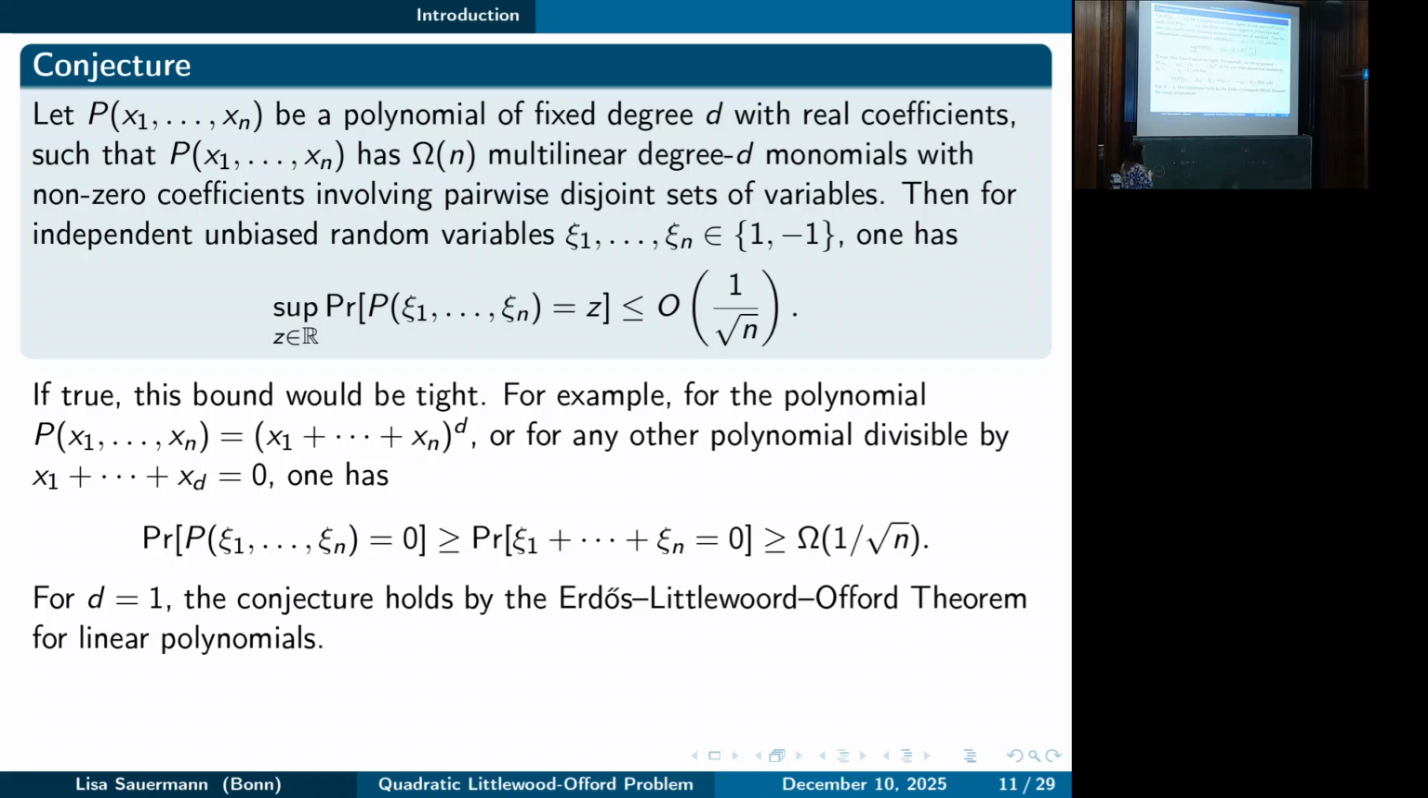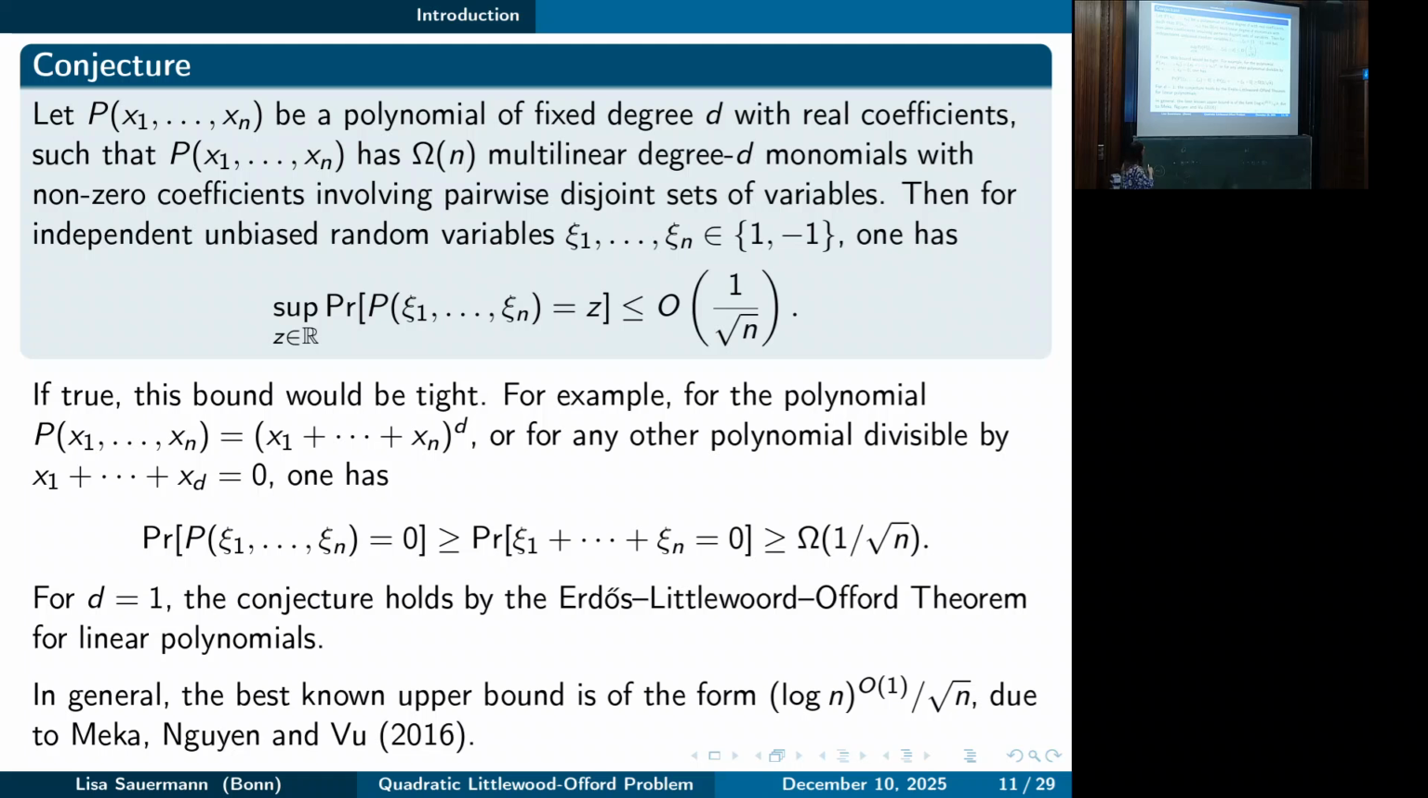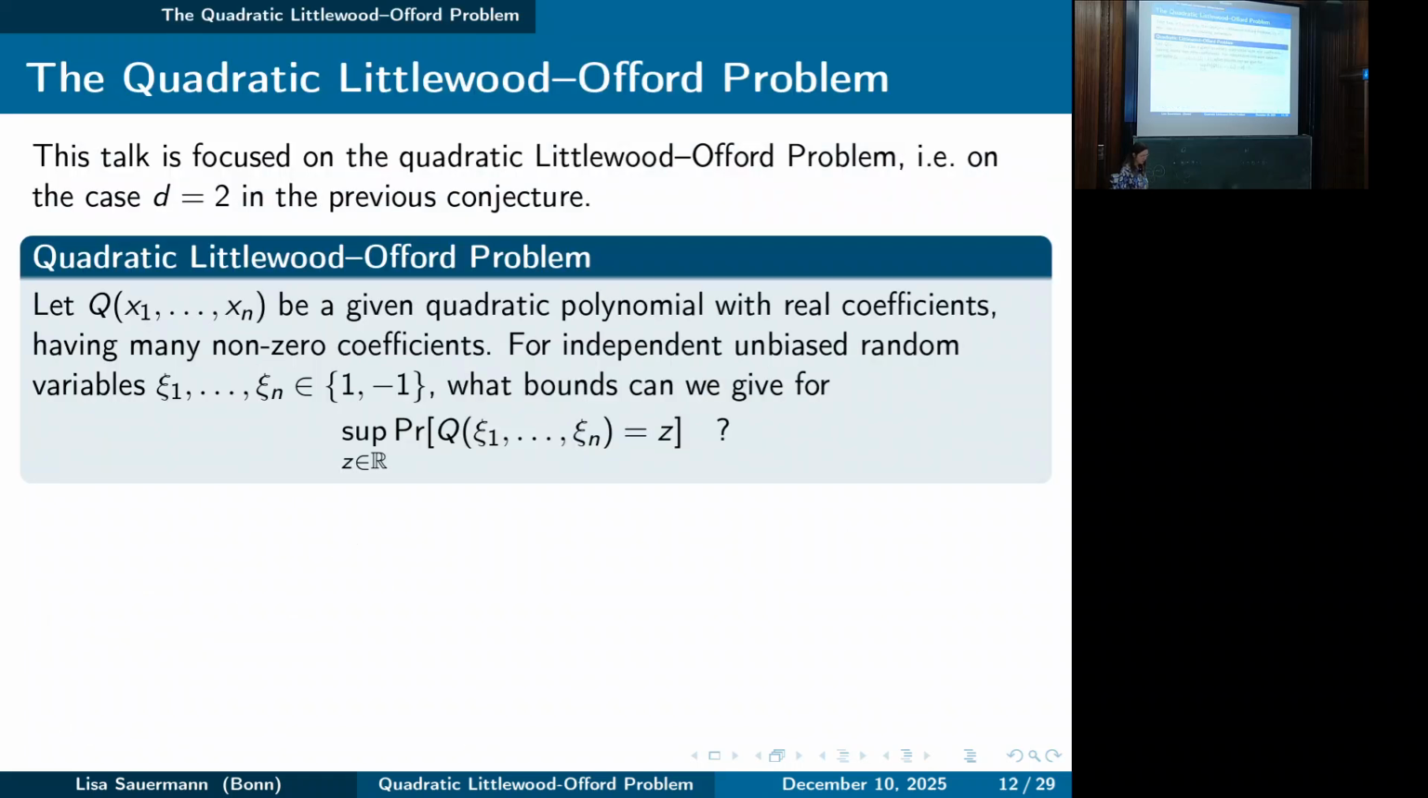So the conjecture, if it holds, is tight, and we also know that it holds in the case d equals 1 because that's the Littlewood-Offord theorem for linear polynomials. But in general, as we also saw, the conjecture is not known, and the best known upper bound is roughly of this form, but with an additional power of log n in the numerator. This talk is actually focused on the quadratic case of the conjecture in the previous slide, so on the case d equals 2.